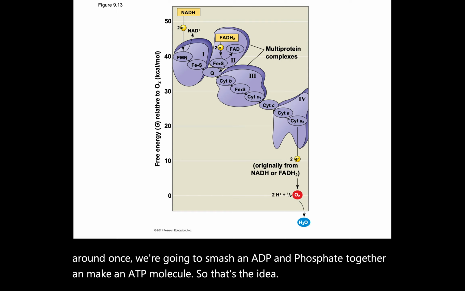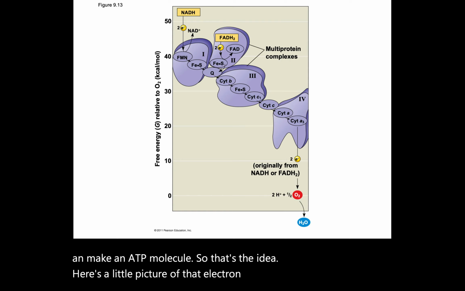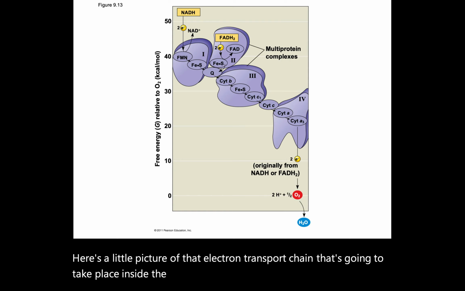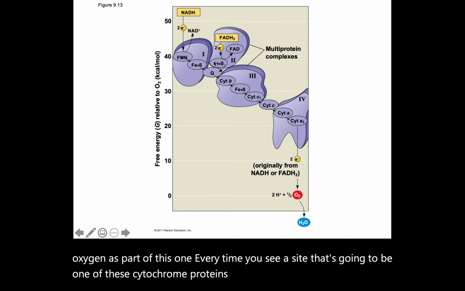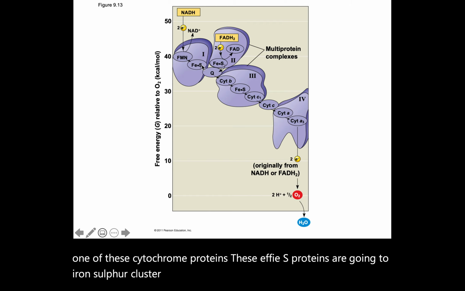Here's a little picture of that electron transport chain that's going to take place inside the mitochondria. And we're going to use the oxygen as part of this one. Every time you see a site, that's going to be one of these cytochrome proteins. These FeS proteins are going to be iron-sulfur cluster proteins. And there were also some of those involved in photosynthesis.